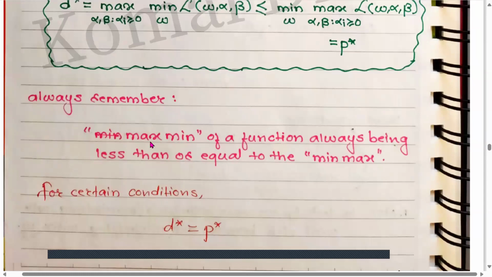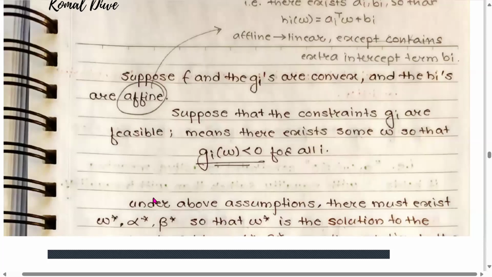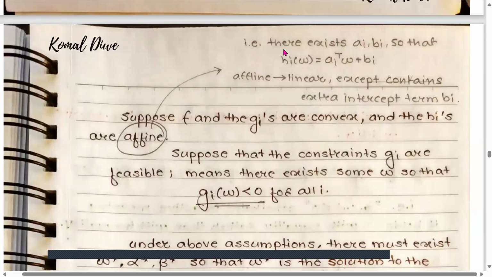Always remember the max-min of a function is always less than or equal to the min-max. This means the max of the minimum of a function is always less than or equal to the minimum of the maximum. A certain condition is there that you have to remember here, meaning there exist these so that this is defined.